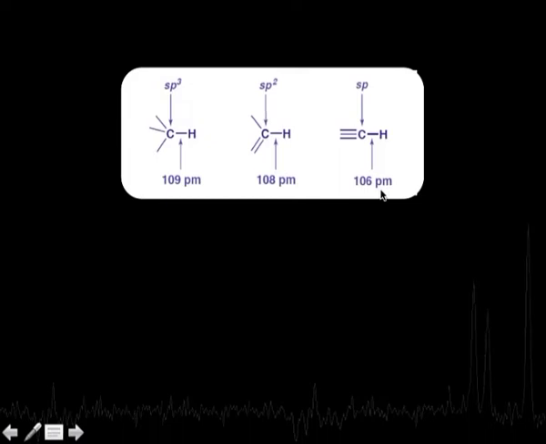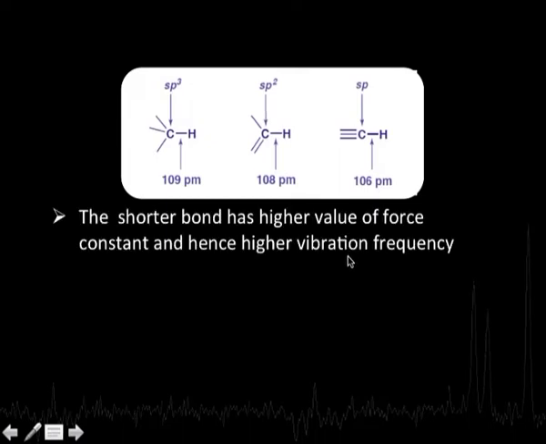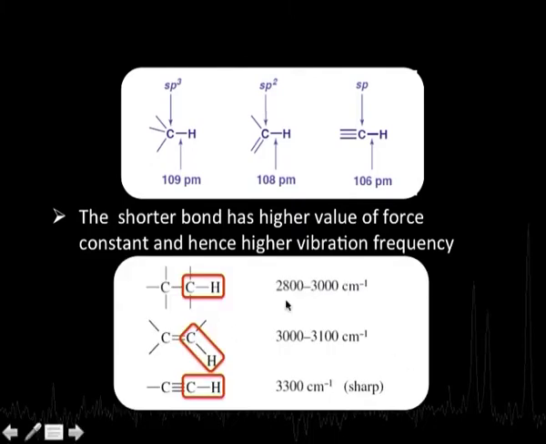Since it is strongest, it will have a higher value of the force constant and hence a higher vibration frequency. Let us look at the data here. Alkane is about 2800 to 3000 centimeter inverse. In case of alkene, it is about 3000 to 3100, and in case of alkyne, it is about 3300 centimeter inverse. So, we find that alkynes will have a higher vibration frequency because of the bond being shorter and hence stronger.